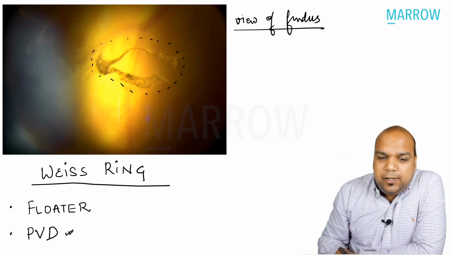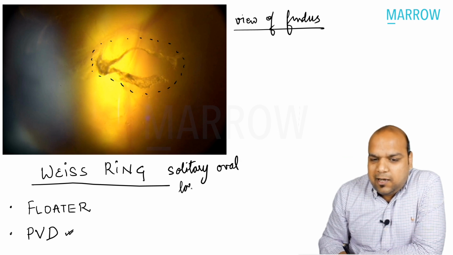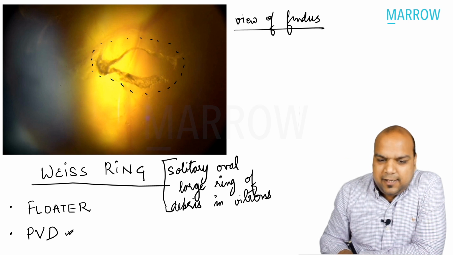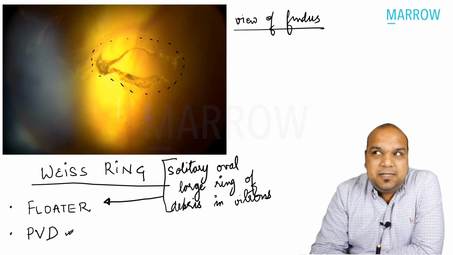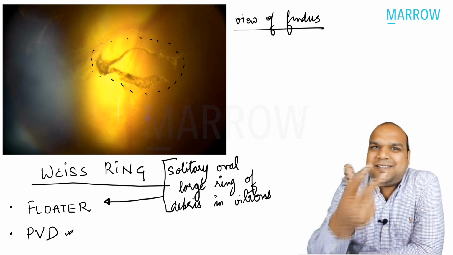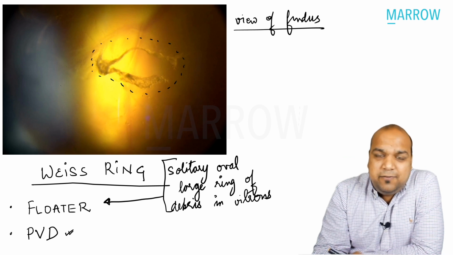But due to this, a solitary, ovalish, large ring of debris in the vitreous, the patient has complaints of floaters. Not always, but yes, the patient will say, when I look like this or this, I always see a circle or kind of a machhar, floating in my vision, everybody. And that is indicative of Weiss ring.